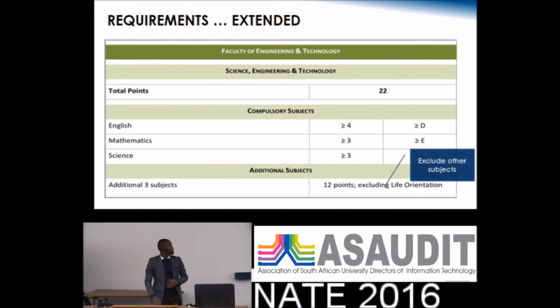And some qualifications just like excluding some subjects. For example, they say if you want to study this qualification, you do not need to do this matric subject. So that's also very complex. They will say you need 3 additional subjects, but including this subject as such. As you can see here, they say 3 additional subjects, they must make a point score of 12, but you must exclude life orientation. So these are some of the complex requirements to meet as such.